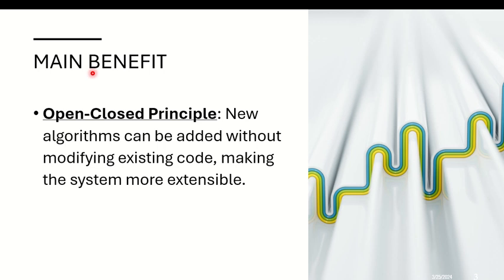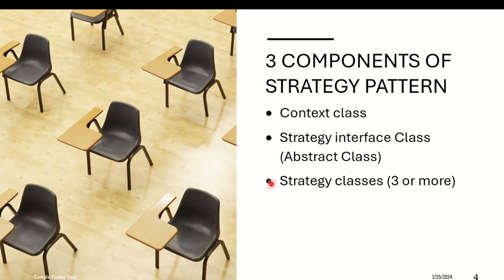What is the main benefit of this strategy? Again, one of them is you are able to change the strategy at runtime. Another one is that you are able to add another algorithm, another strategy, another class without modifying the code of the system. This has three main components, and I usually see them in a UML diagram. We're going to be going into a UML diagram in just a bit.